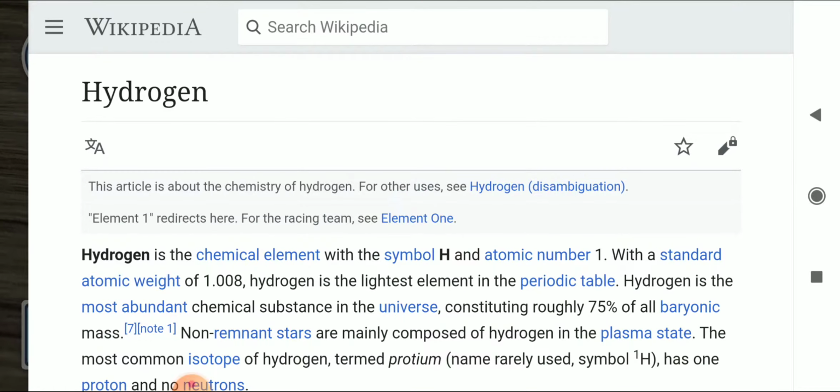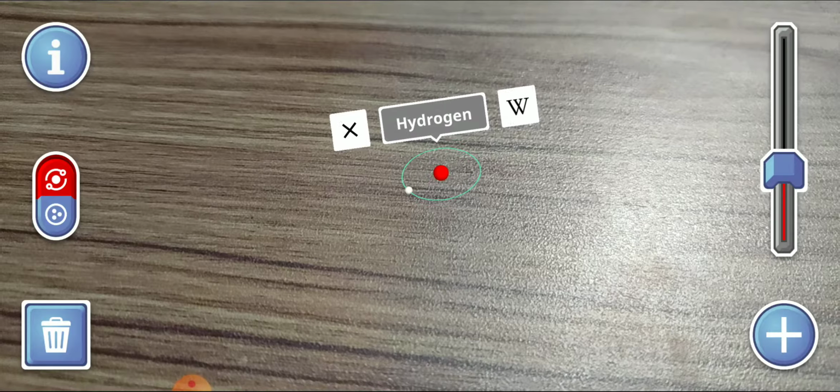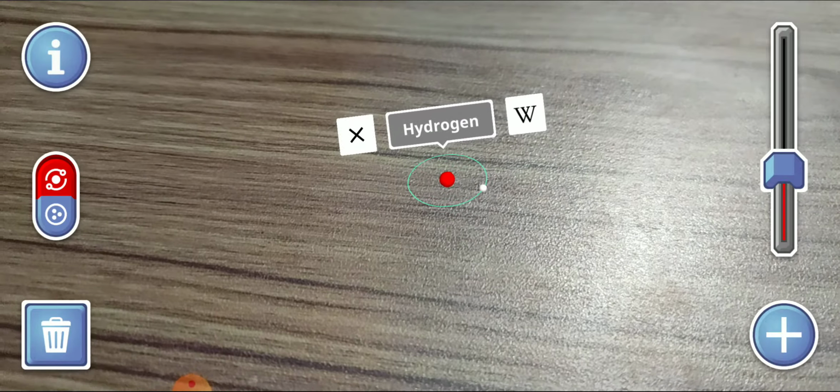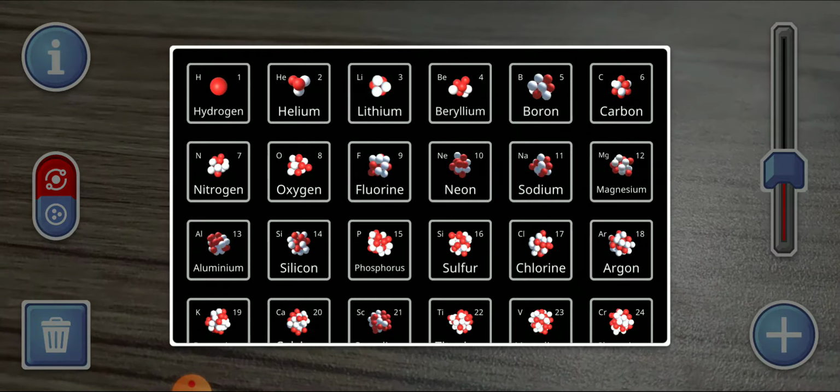Here it is written that hydrogen is the chemical element with the symbol H and atomic number 1, with a standard atomic weight of 1.008. Hydrogen is the lightest element in the periodic table. So, got it? Okay, now see, the next thing I am going to show you.